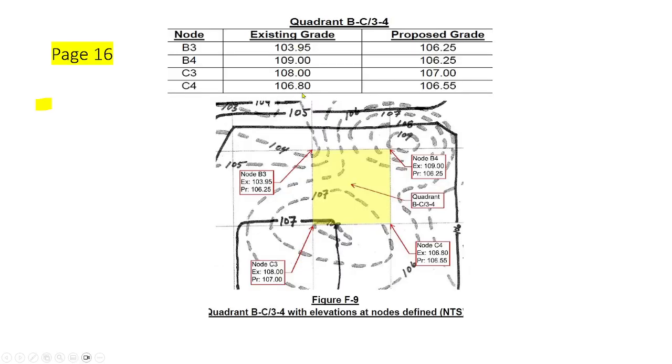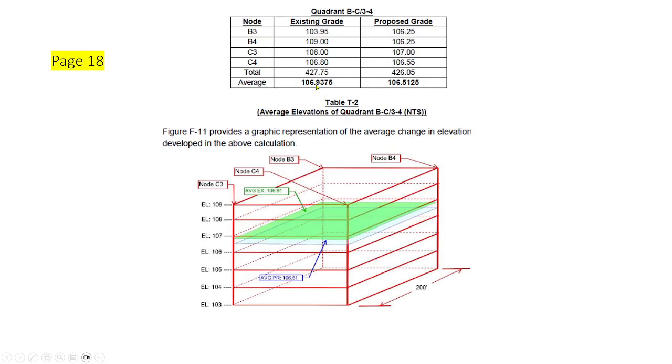So I'm averaging it. I'm just going to cheat and skip over there right quick because I came up with 427.75 for the total, and I divided that by 4. So I came up with an average of 106.94 for the existing grades. And if I go over here, they got 106.94 here. And then on the proposed grades, what did I get?